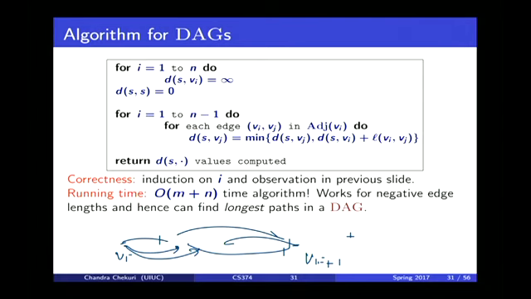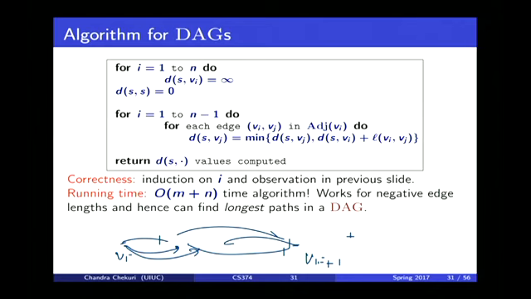DAGs are easy because Dijkstra's takes m log n. No, the topological sort takes linear time to create. Everything is linear here, so it's very efficient. You don't have to do so much work. Okay, it's faster than Dijkstra's algorithm, and it can handle negative length edges. That means you can actually find longest paths instead of shortest paths. Okay, this is important for your homework.